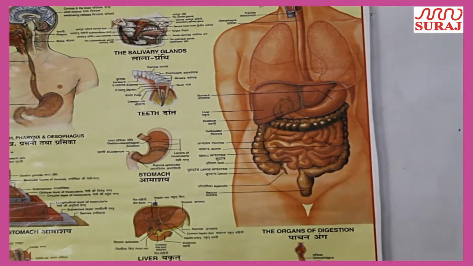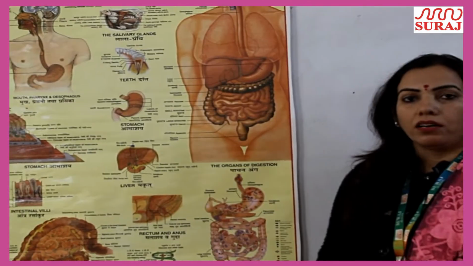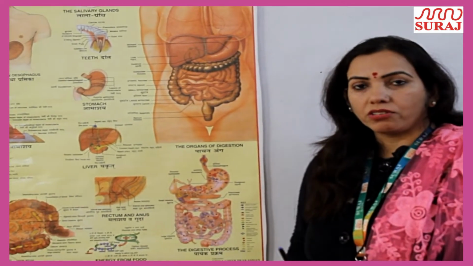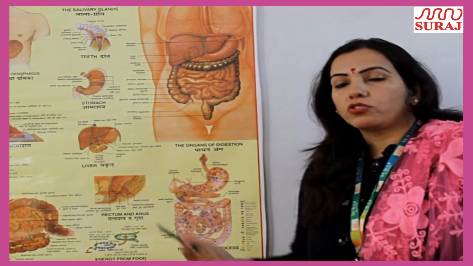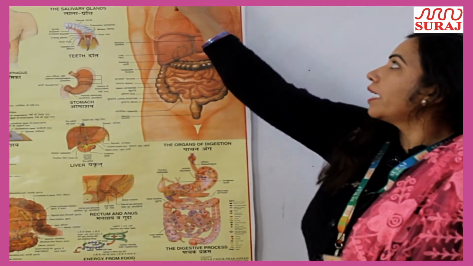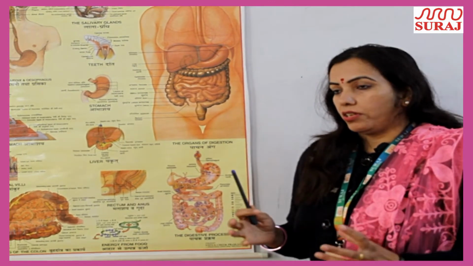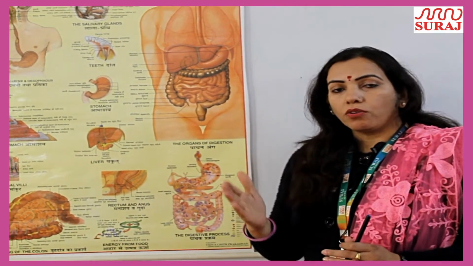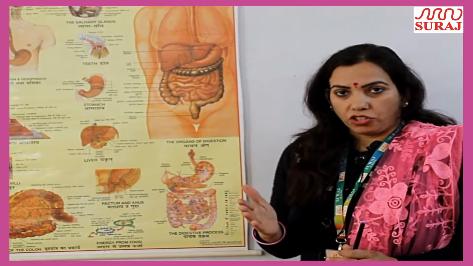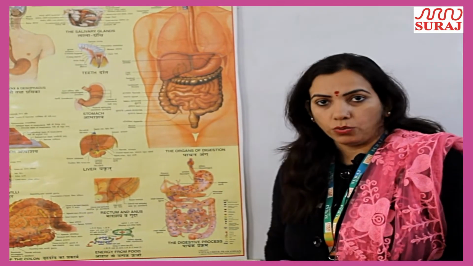Now, the human digestive system consists of mainly 5 processes, which are ingestion, digestion, absorption, assimilation, and egestion. Now I am going to tell you one by one. First is ingestion. The entry of the food inside the mouth is known as ingestion. Second one is digestion. Digestion means the breakdown of the large food particles into smaller ones, which is normally done by the teeth which are present inside the mouth.